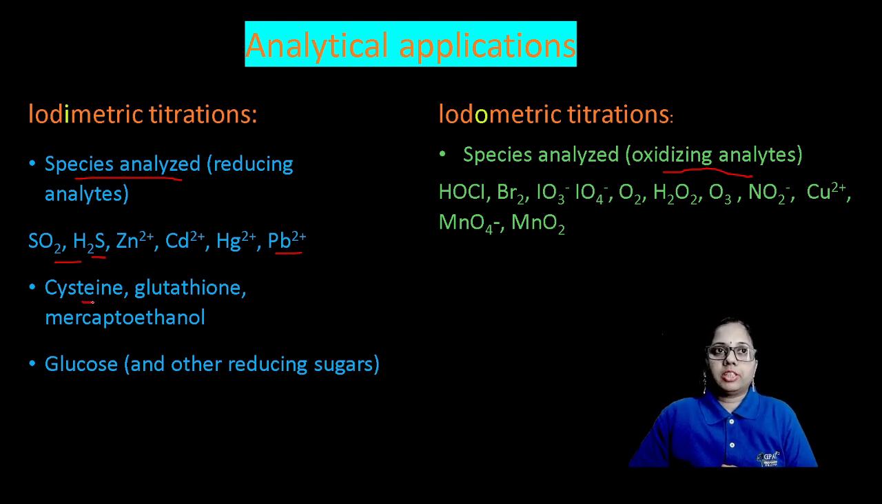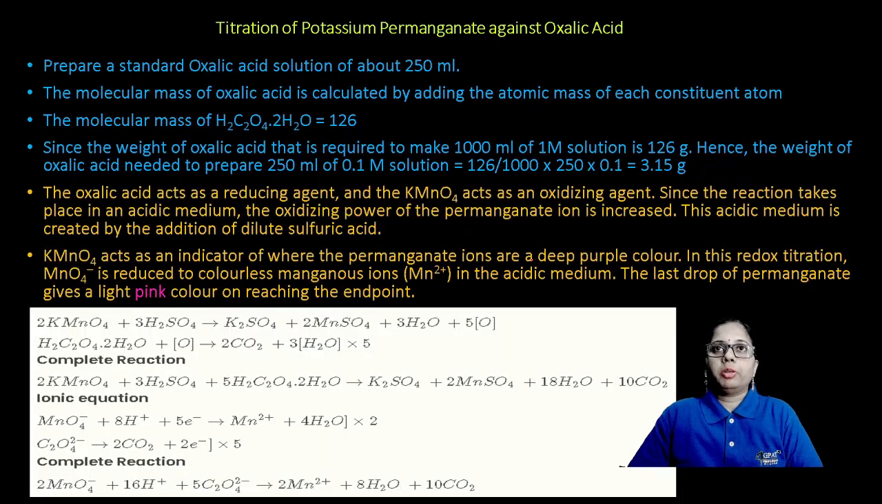Another example is drugs like cysteine, glutathione and mercaptoethanol, glucose and other reducing sugars. Most of the sugars are also analyzed by this iodimetric titration. And in iodometry, the species analyzed include HOCl, bromine, iodates, oxygen and H2O2, O3 (ozone), Cu2+, and permanganate ions. These are performed by iodometric titrations. So these are the different applications of iodimetry as well as iodometry.